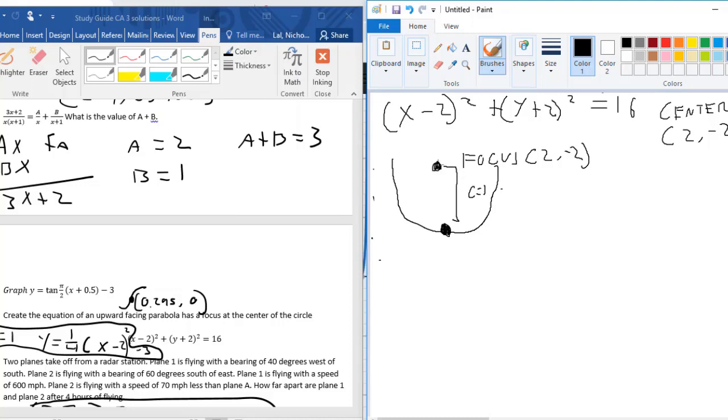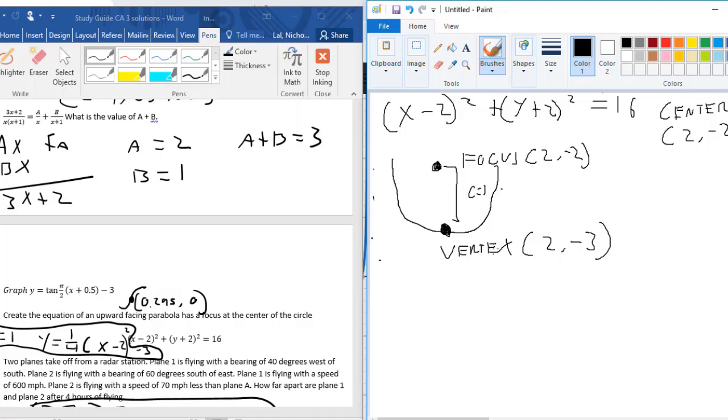If my focal length is 1, and my vertex is below my focus for an upward-facing parabola, the new coordinates for my vertex are 2, minus 1. My x-coordinate stays at 2, but my y-coordinate changes from negative 2 to negative 3. So my vertex is at 2, negative 3, because negative 2 minus 1 is negative 3. And now I have my focal length c and my vertex. That's all the information that I need.